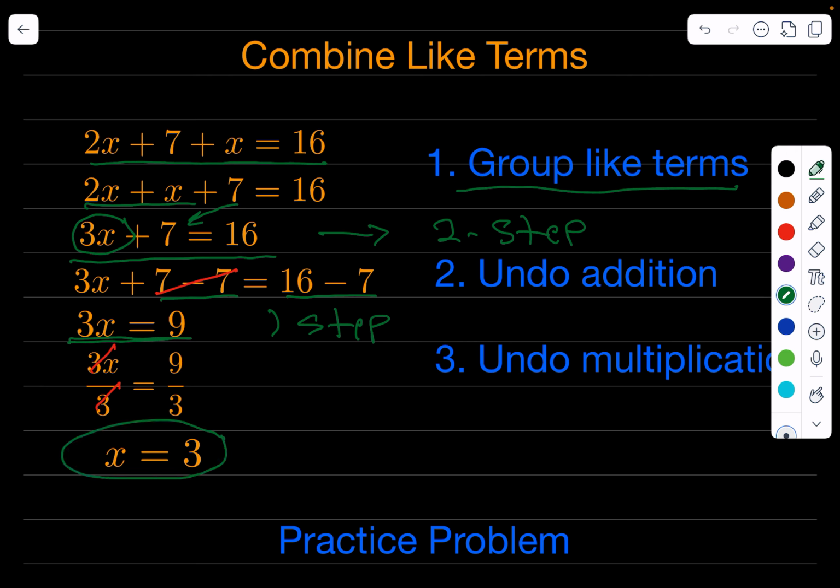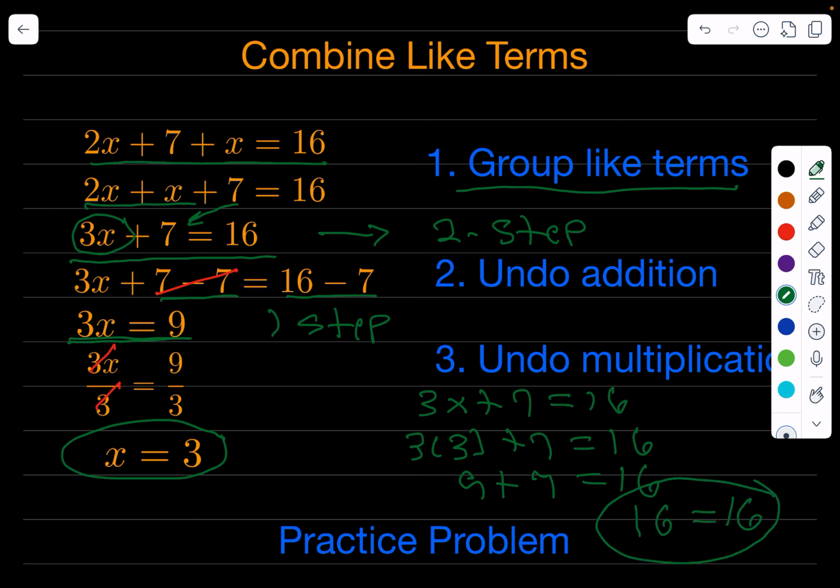We can go back and check our answer. We'll do it up here with the two-step. So we've got 3x plus 7 is supposed to equal 16. We're going to plug a 3 in for the x. So 3 times 3 plus 7 is supposed to be equal to 16. 9 plus 7 is equal to 16. 16 equals 16. Our answer checks.